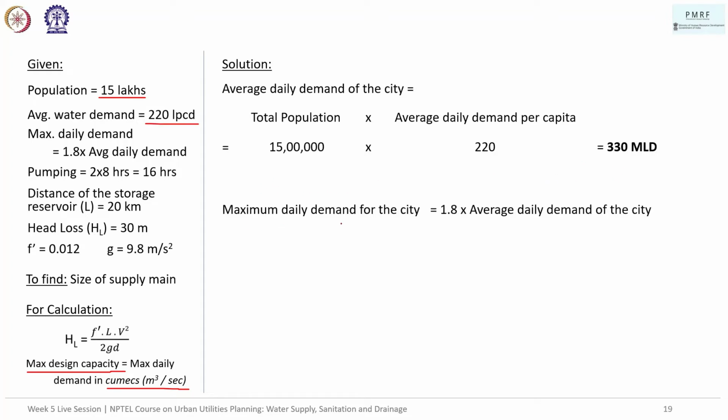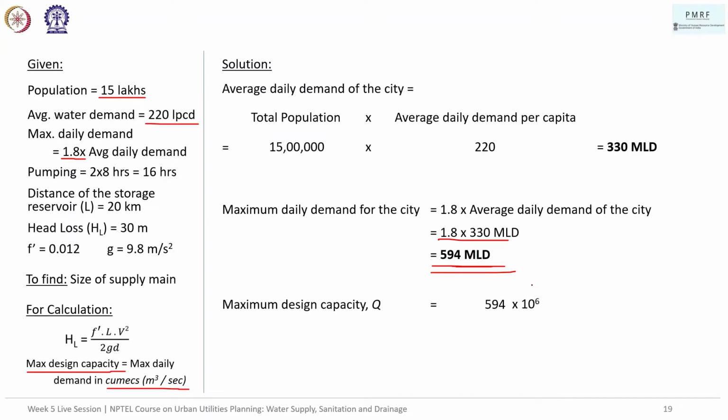Then we calculate the maximum daily demand for the city, which is 1.8 times the average daily demand. So we multiply 1.8 and 330 to get 594. That will be our maximum daily demand for the city. So for the maximum design capacity, we convert this value into meter cubes per second. So 594 into million liters, which is 10 to the power 6, and from liters to meter cube we divide by 10 to the power 3.